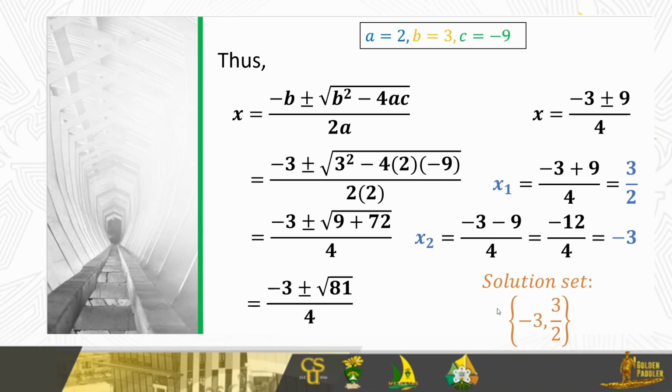And upon checking these two values, x1 and x2, you will see that these values satisfy the equation, and therefore the solution set contains the numbers negative 3 and 3 halves.